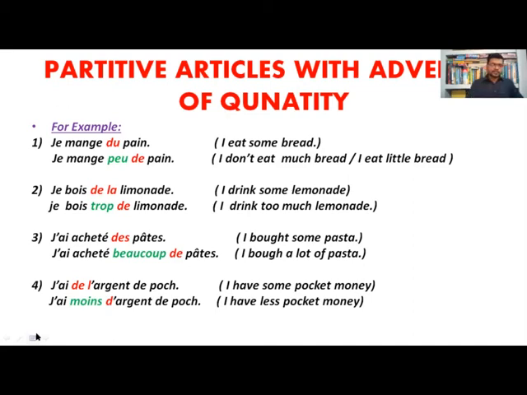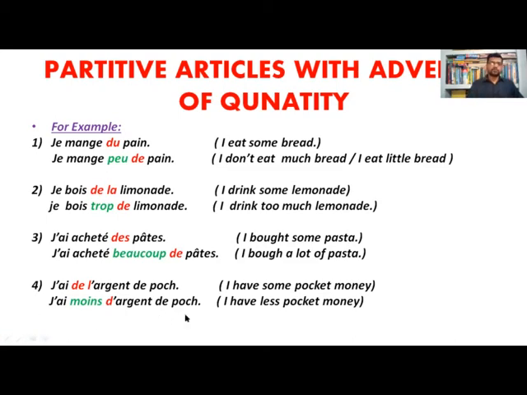So last example, example number 4. J'ai de l'argent de poche. I have some pocket money. J'ai moins d'argent de poche. I have less pocket money.